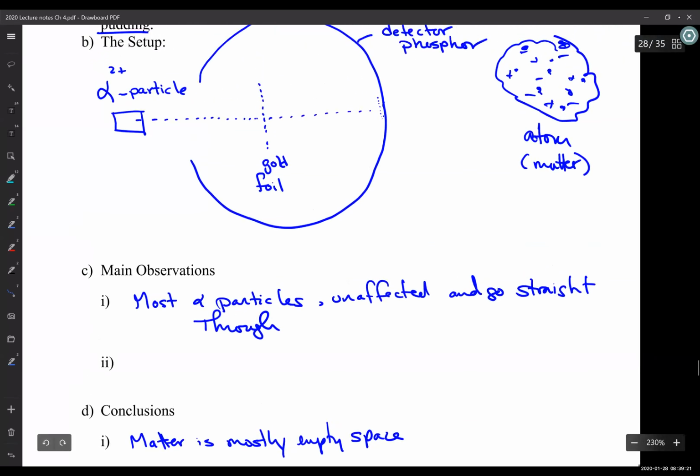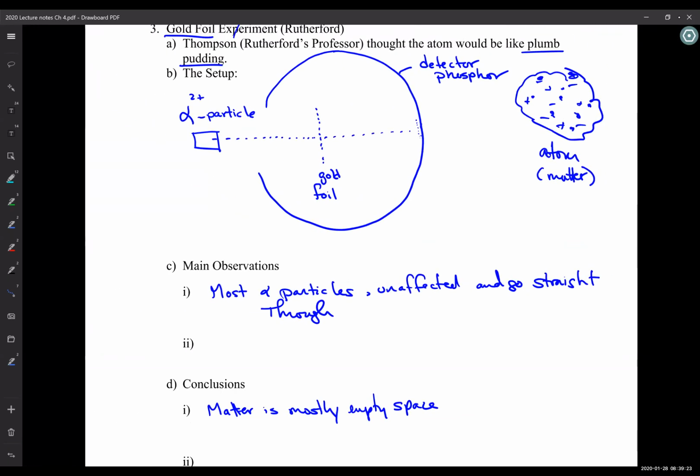And here's the second important observation. There's more than just two, but these are the big takeaway. Some of them just bounce straight back. So most do this, and a few do this. It's not that they're just deflected, because that's what the plum pudding model would have said, because the alpha particle is fairly big. It's like if you took a semi truck and drove it through a parking lot full of Priuses, right?